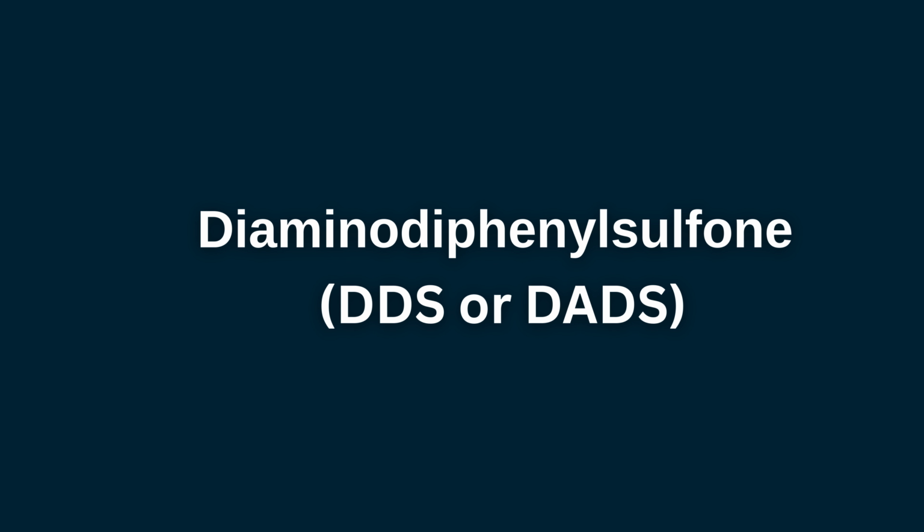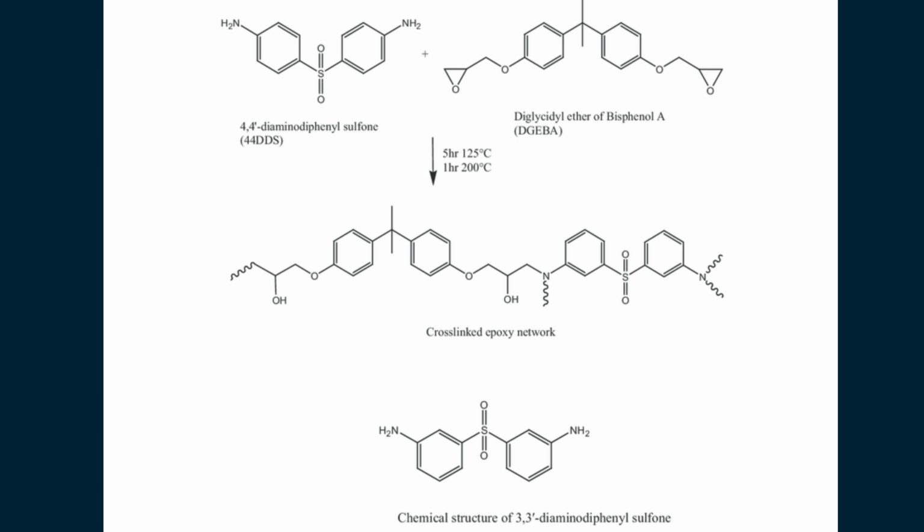Diaminodiphenylsulfone, DDS or DADS. Diaminodiphenylsulfone is another aromatic amine widely used in high-temperature epoxy systems. This curing agent is particularly valued for its exceptional thermal stability. DDS melts at approximately 135 degrees Celsius and is used stoichiometrically with DGEBA epoxy resins at about 33.5 pph.